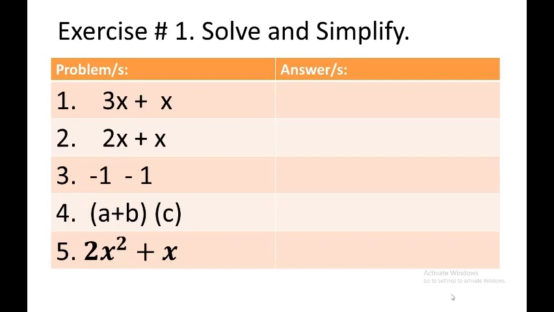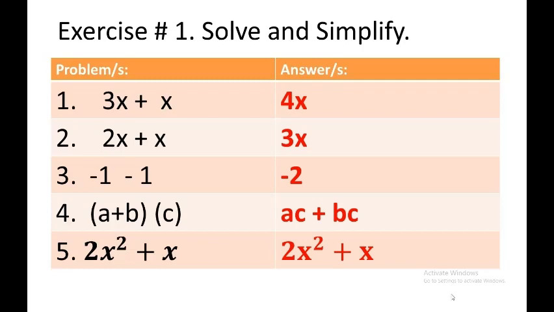Your time is up. Now let us check your answers. Number 1, the answer is 4x. 3x plus x equals 4x. Number 2, 2x plus x, that is equal to 3x. Number 3, negative 1 minus 1. Of course, it's negative 2.